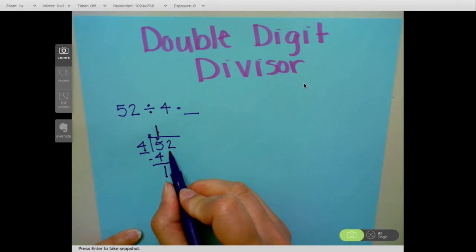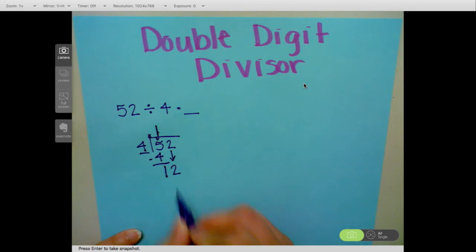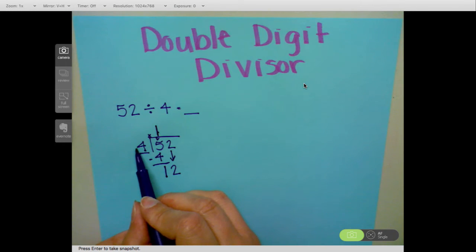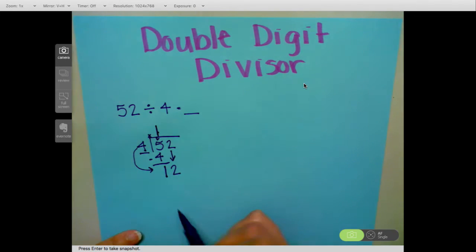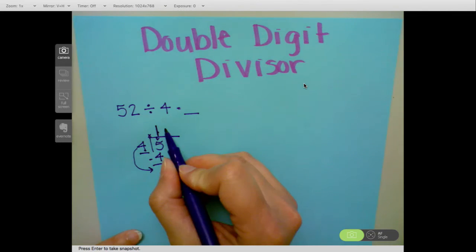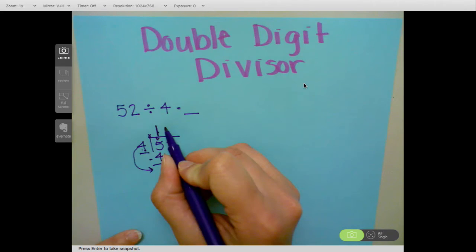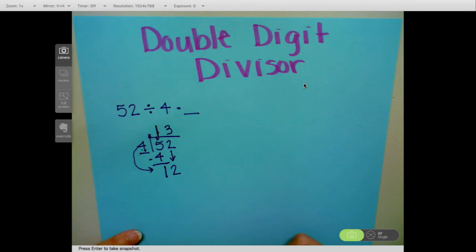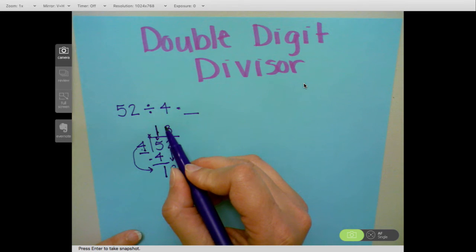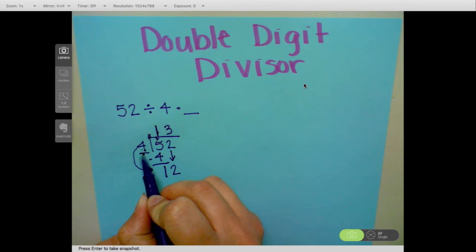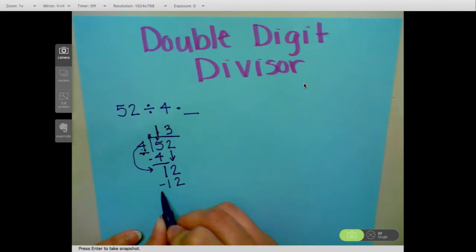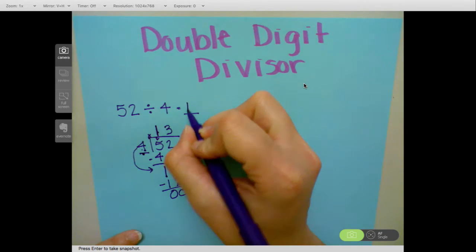My next step is to bring down the 2. Now, how many times will 4 go into the number 12? Well, if I have 12 dots and I group them into sets of 4, that's going to make 3 groups. So 4 will go into 12 3 times. So I've put 3 sets of 4 up here. I do that by 3 times 4. That's right, it's 12, so I need to take that out. 12 minus 12 is 0. So 52 divided by 4 is 13.